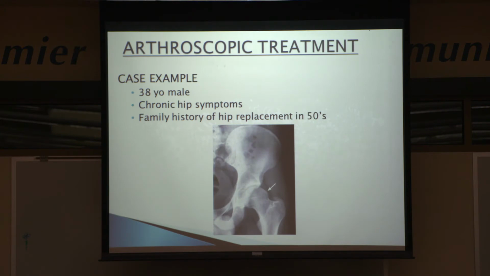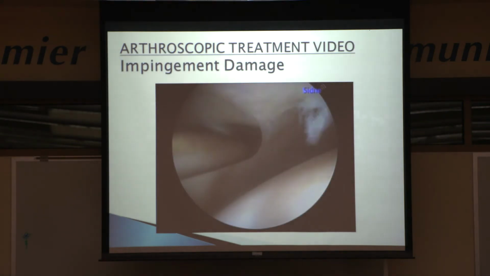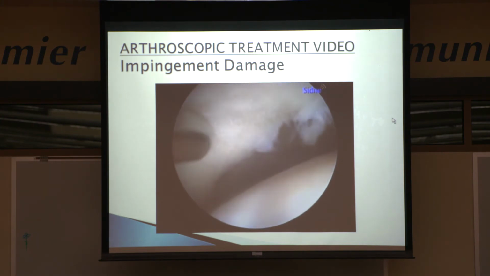This was a young guy, 38 years old. His father had had a hip replacement in his early 50s. So he had a family history of something going on with the hips, and he was in a lot of pain without responding to conservative treatment. So this is what hip arthroscopy looks like.